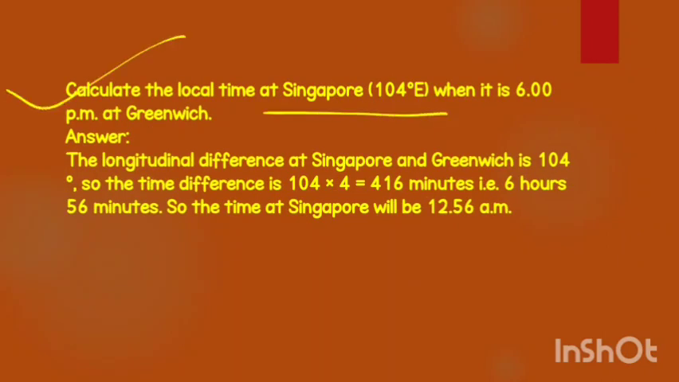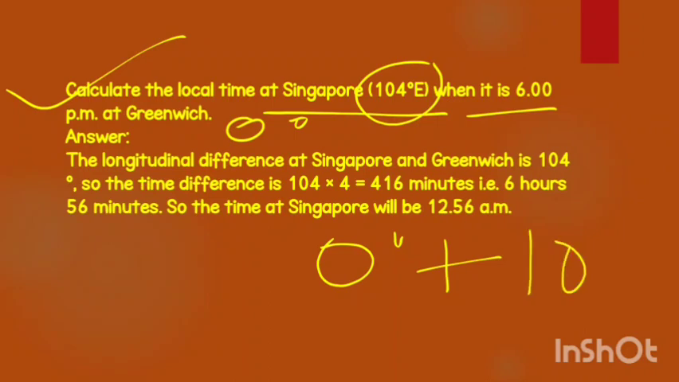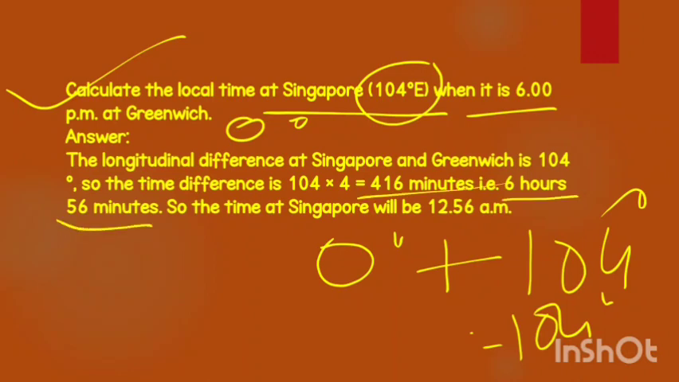Calculate the local time at Singapore. Next is Singapore, 104 degree east, when it is 6 p.m. at Greenwich. So Greenwich is 0 degree, that you know, and Singapore is in the eastern zone. So 0 degree plus 104, so it is 104 degree. Okay, 104 into 4, that is 416 minutes, and 416 minutes is 6 hours 56 minutes, and the time will be 12:56 a.m.